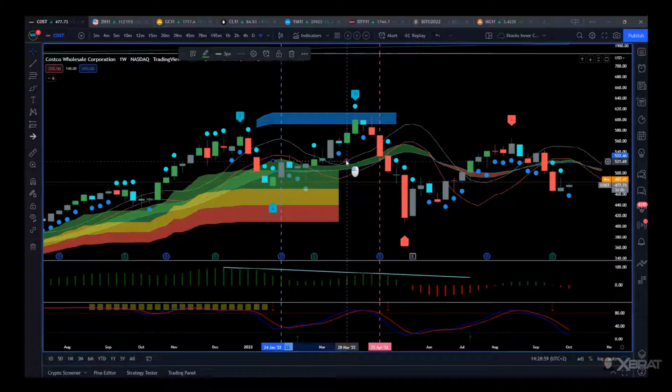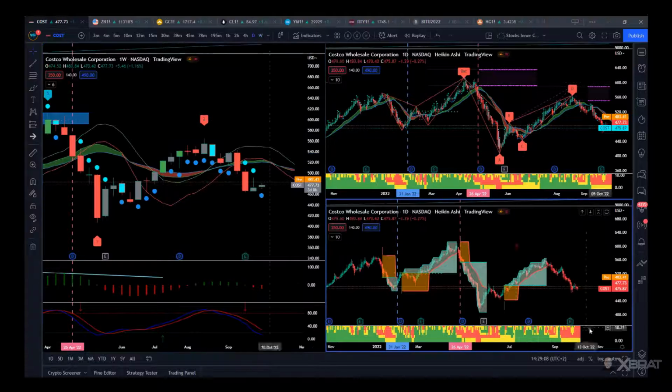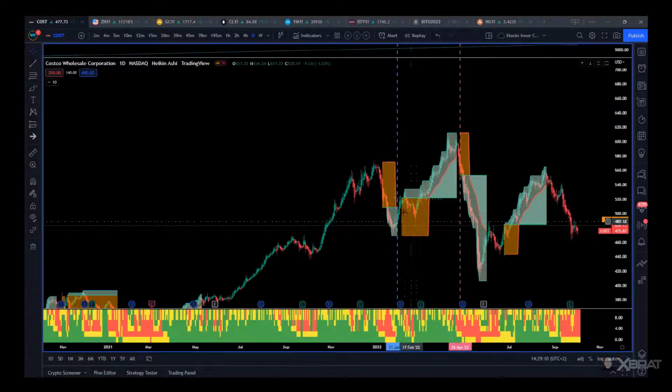We just need a little help on the entry in this case because we've had a great support here and it started to move away, but where's my entry? So we then went to the daily time frame, used that multiple time frame strategy on the roller coaster, and we got a signal there and we've got our entry.